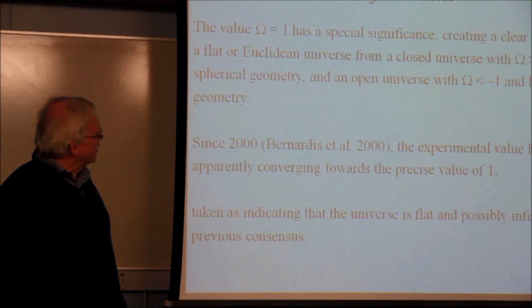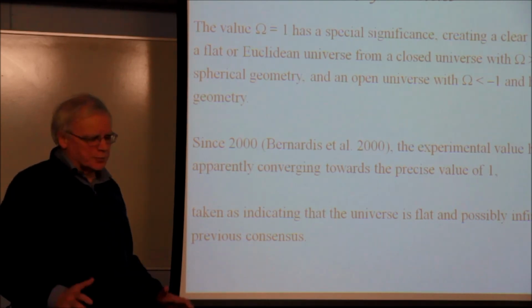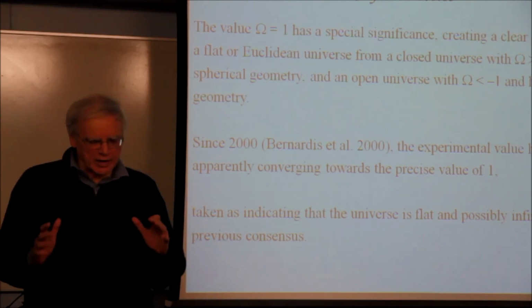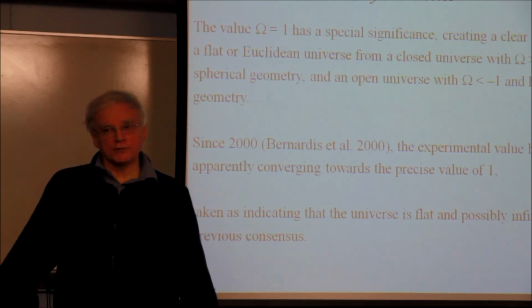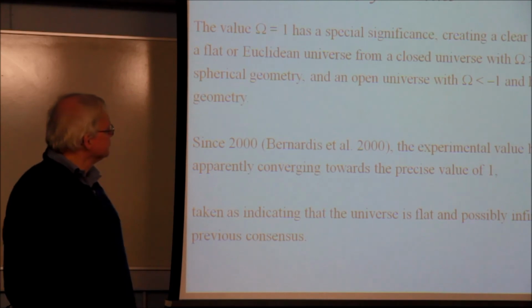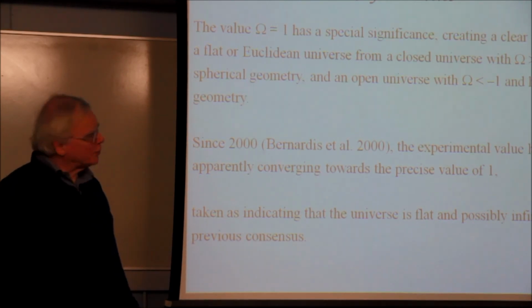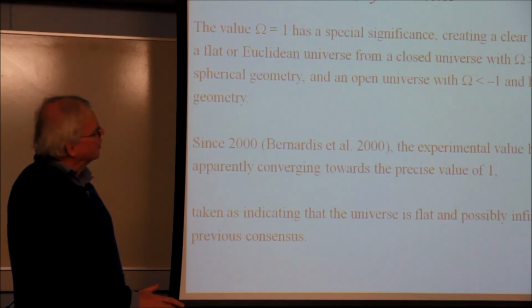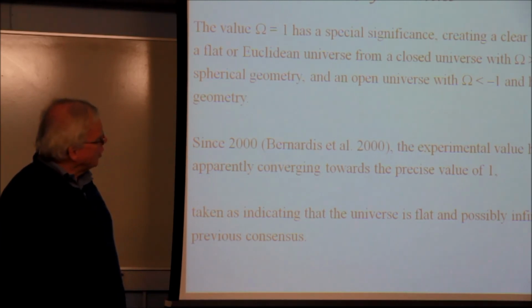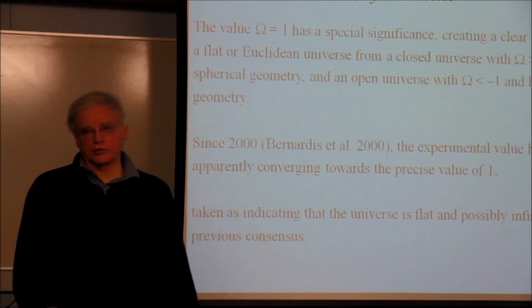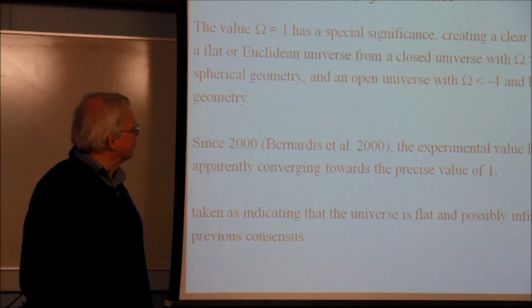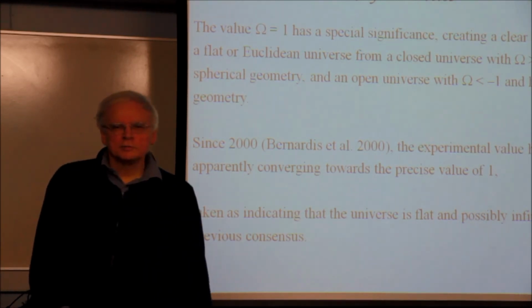Now the value omega equals 1 has a special significance, because if omega equals 1, then we have a flat or Euclidean universe. There's no curvature at all. And that separates it from a universe with spherical geometry, where omega is greater than 1, that would be a closed universe, and an open universe with hyperbolic geometry, where omega is less than 1. That shouldn't say minus 1, it should say less than 1.